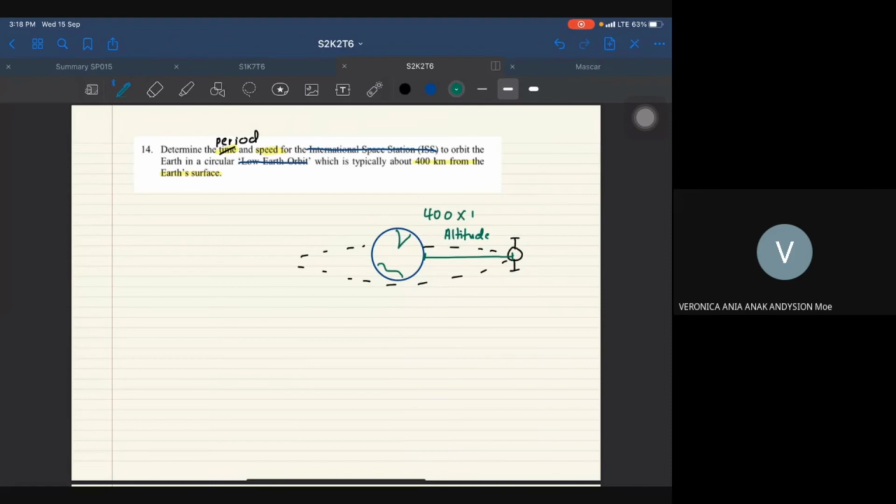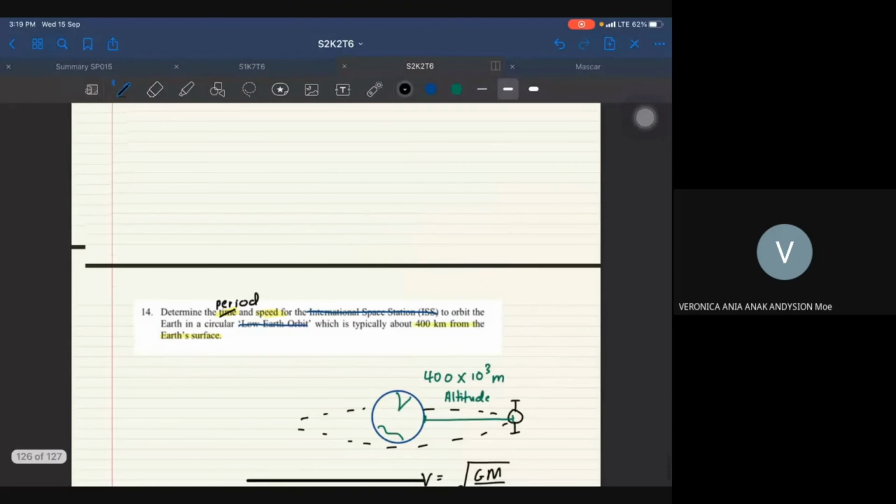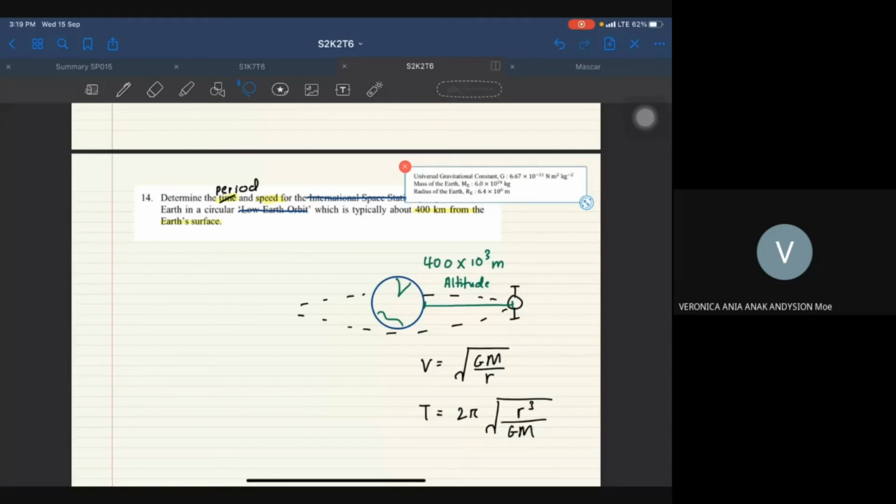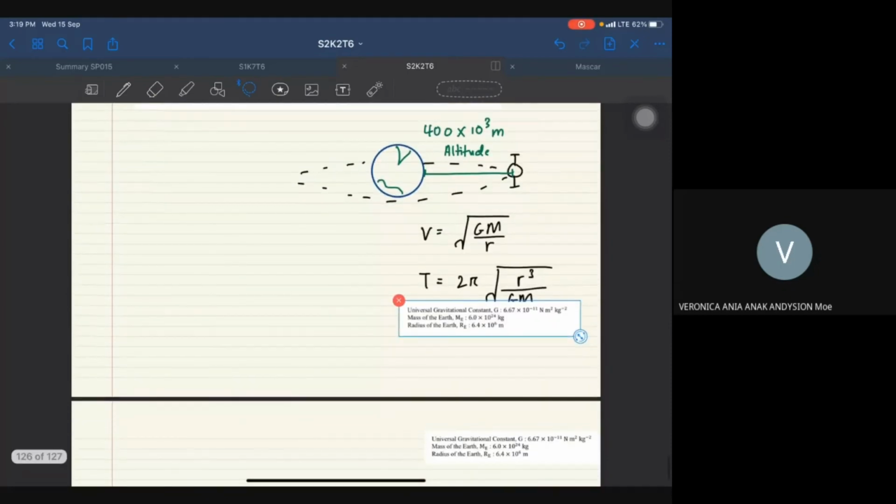400, I change straight away to meters. If you want to calculate, you have two formulas: V equals the square root of GM over R, and T equals 2 pi times the square root of R cube over GM. Is this formula correct? Yes, it's correct. At first I was a bit confused. I'll copy this one so I can put it over here, so that it's easier.